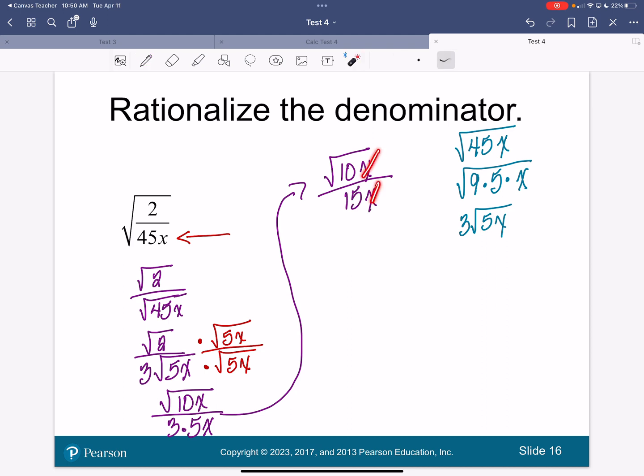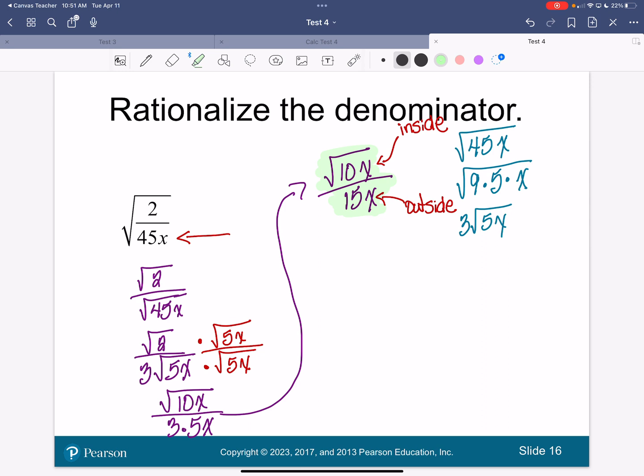I cannot cancel this. I cannot take a 5 out of both of these because it's very important. This is on the inside and this is on the outside, so I can't simplify any further. Okay? Those cannot be simplified any further because some of the numbers are on the inside of the radical, other numbers are on the outside. Okay, so this right here is my final answer. This is my final answer.